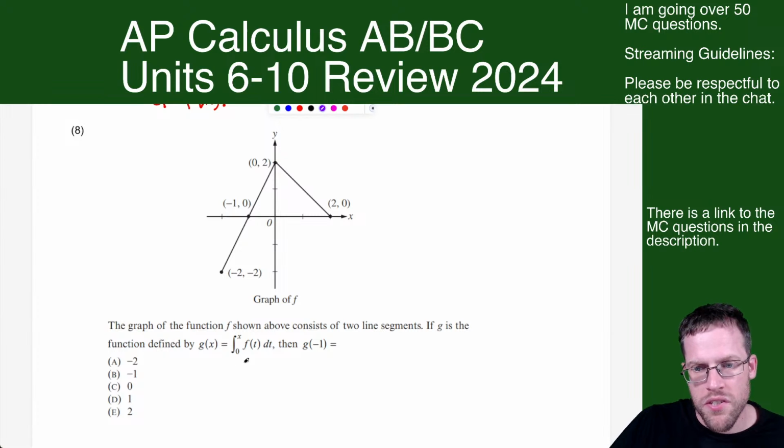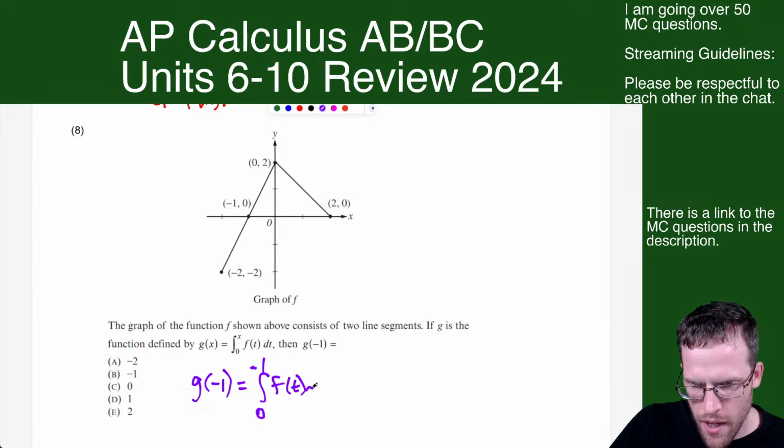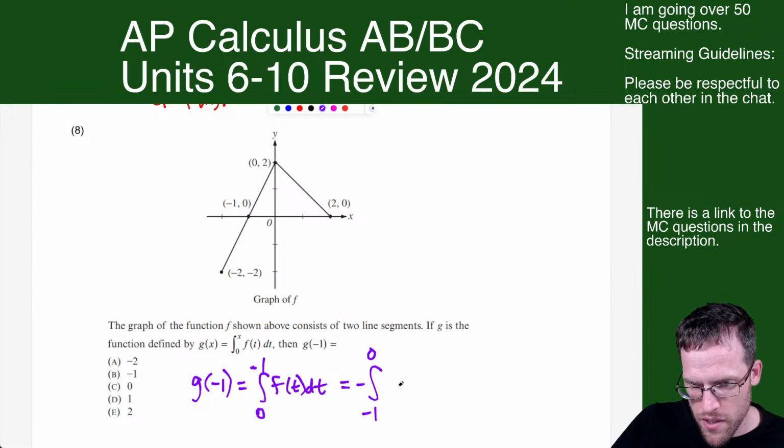All right, so this one uses that other FTC. Actually, it uses the concept that the definite integral tells you the area under the curve. So g of -1 is equal to the integral from 0 to, see, x is up here, -1, and then f of t dt. And they gave us a graph of f. So first what I'll do is flip the limits, but you can't just flip them and hope no one notices. You've got to throw a minus in front.